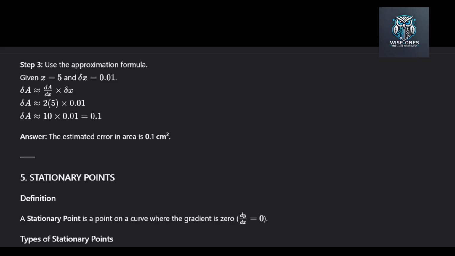You do not need to calculate the new area and subtract. You just use the derivative. Now, let us move to section 5, stationary points.